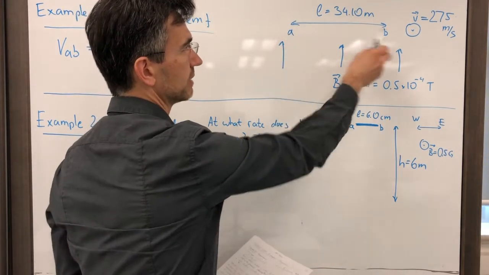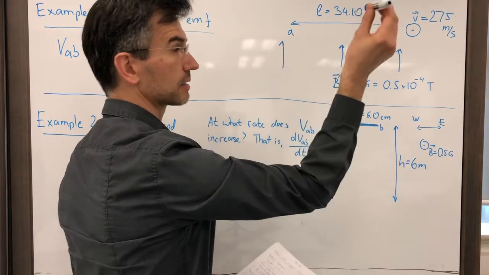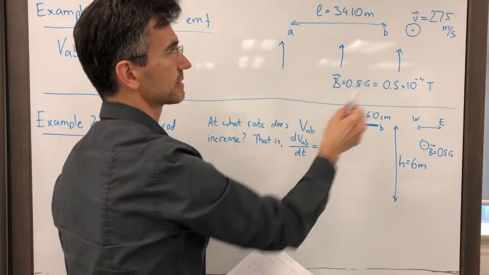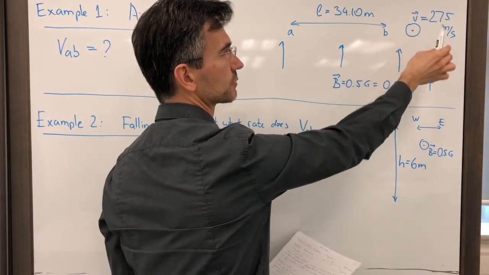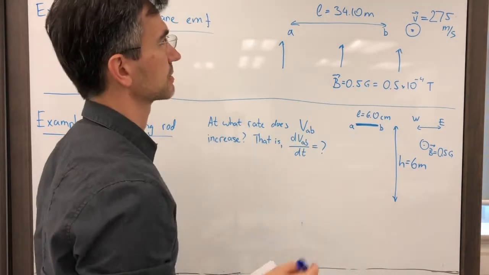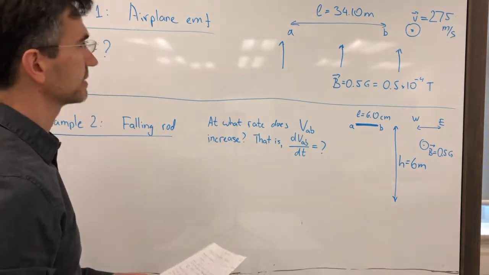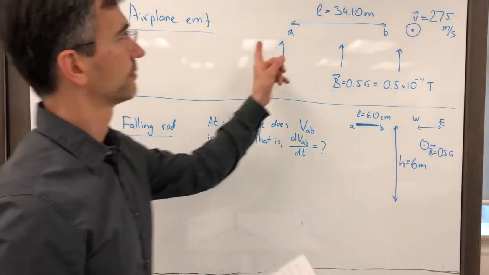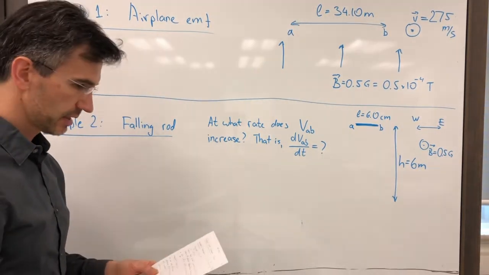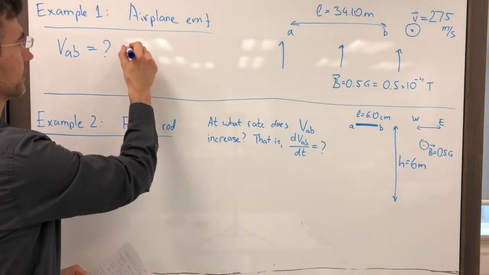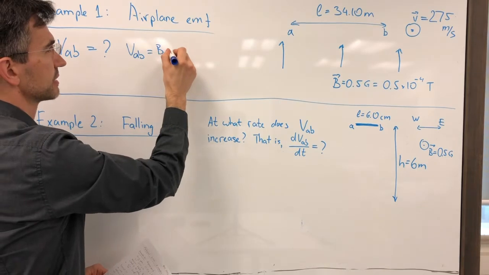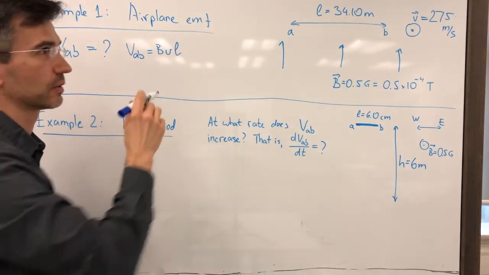This is the wingspan of the airplane, and the airplane is coming at us. So this is really my schematic of the airplane's wings, and the velocity of the airplane is 275 meters per second. It's coming at us, which is why the velocity vector has this symbol. It's pointing at us. So the question here is, what is the EMF from one end of the wings to the other at this constant velocity? So V_AB is what? And we'll just apply the formula that we know. V_AB is going to be the strength of the magnetic field times the velocity times the length of the wingspan.